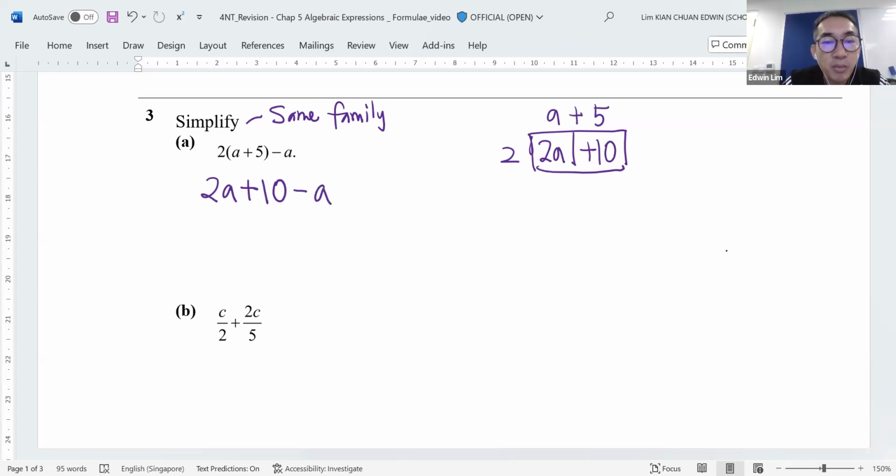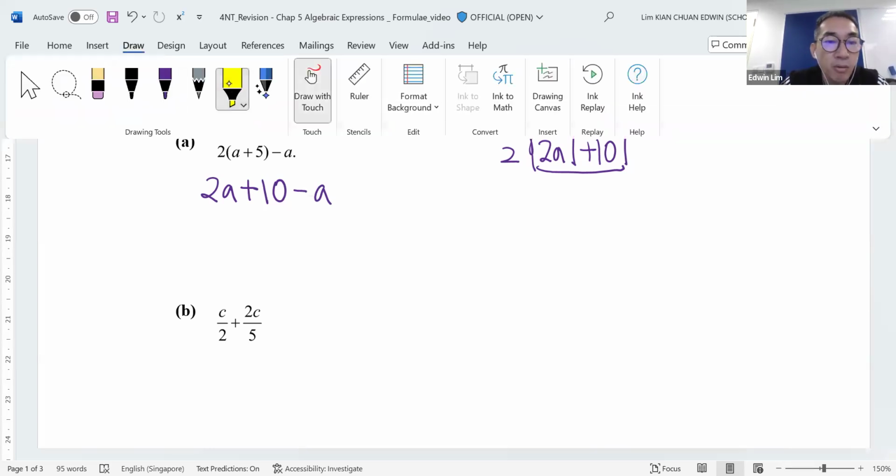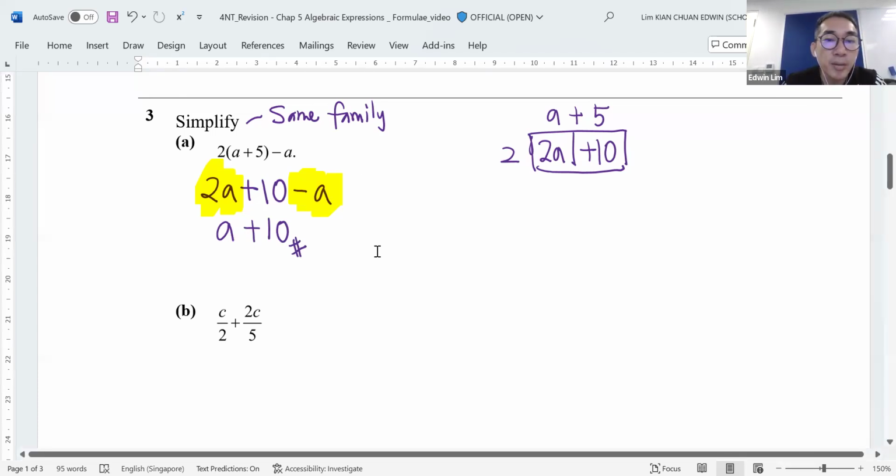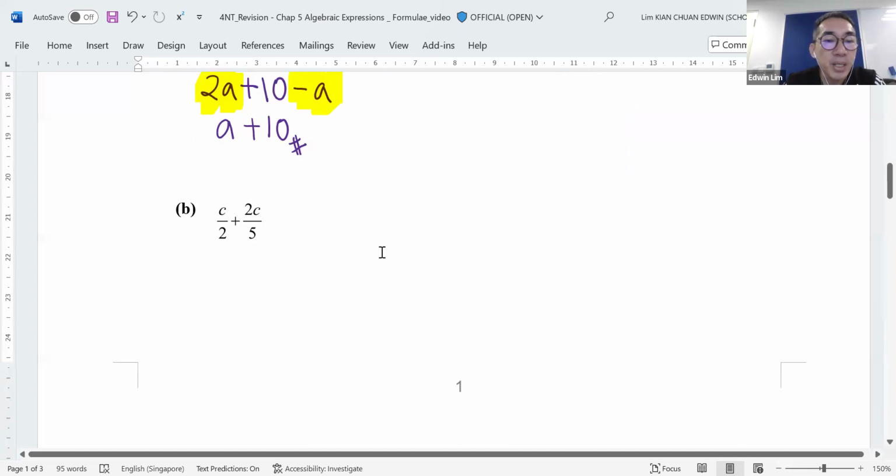I hope you can see by this expression, you will see 2a, 10 by itself, minus a. So, which two terms are of the same family? They are 2a and minus a. So when I write the answer, just use a calculator. 2a, 2 minus 1. I will get a plus 10. All right, this is the answer to question 3a.